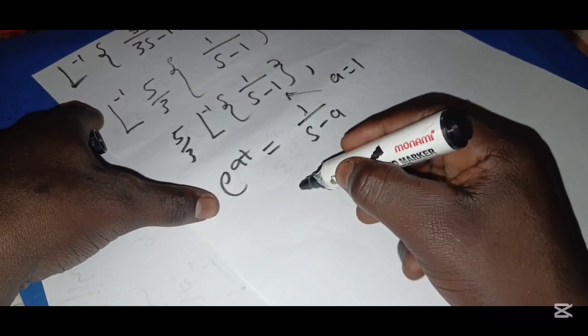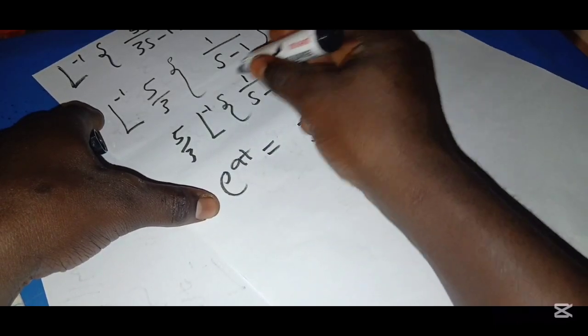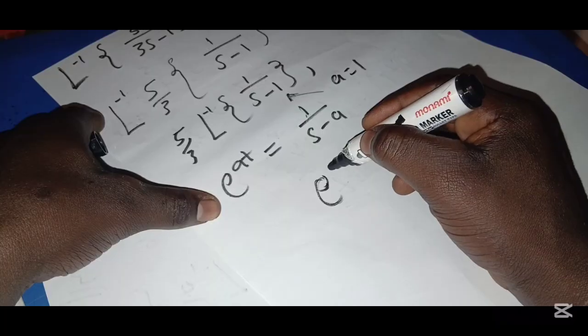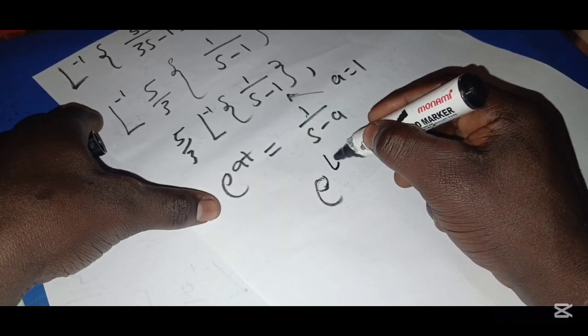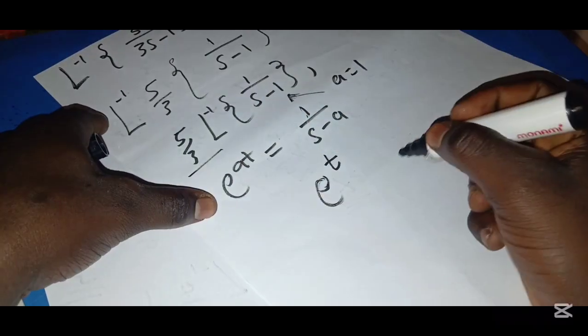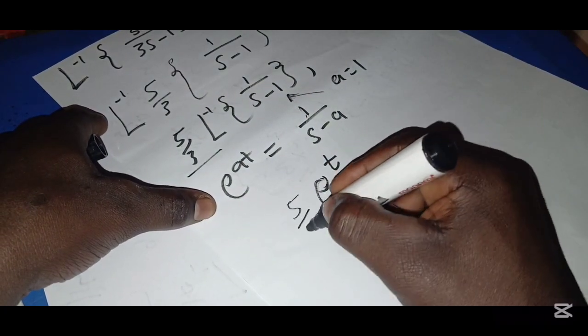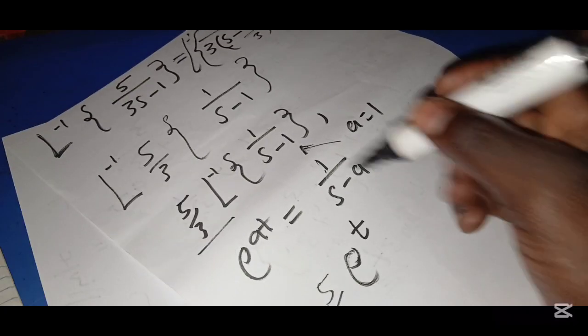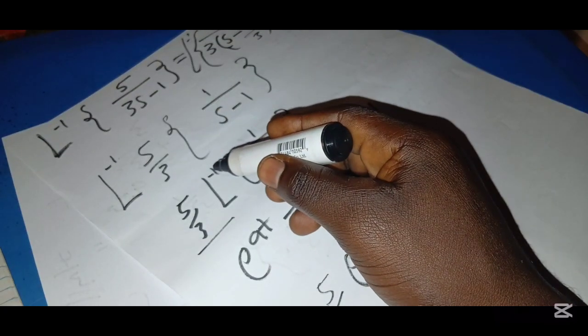So I can just go ahead and say, turning this back to this is e to the power at, and now my a is 1. Is there a need to write it? No, just write t. But I have a constant, right? So just bring that constant here. Good to go. So that's it for this question. The Laplace inverse of 5 over 3s minus 1.